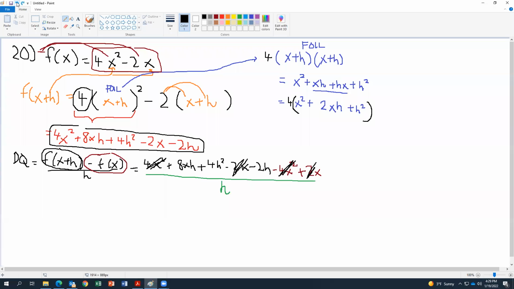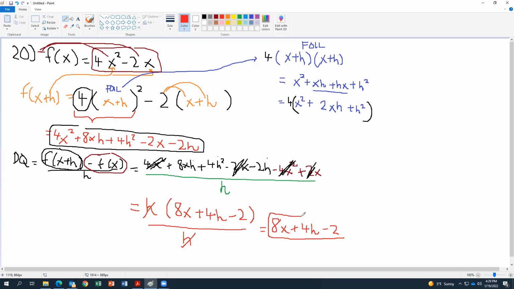And if you look at these 3 terms, they all have h's on them. So you can actually factor out the h. When you factor out the h, you get 8x plus 4h minus 2. So you take the h out of each one of these. So you get 8x plus 4h minus 2, and this is all over h. So the h here can be canceled. What we're left with in this case is 8x plus 4h minus 2. So this is your answer for question number 20.